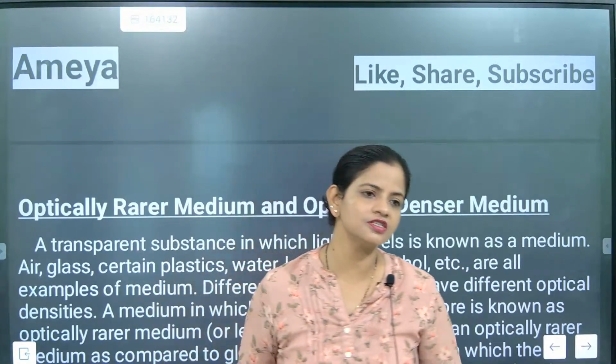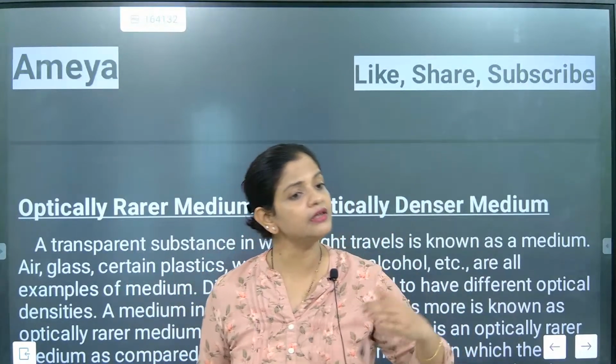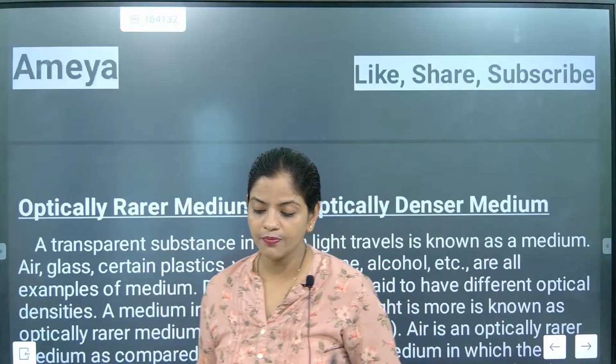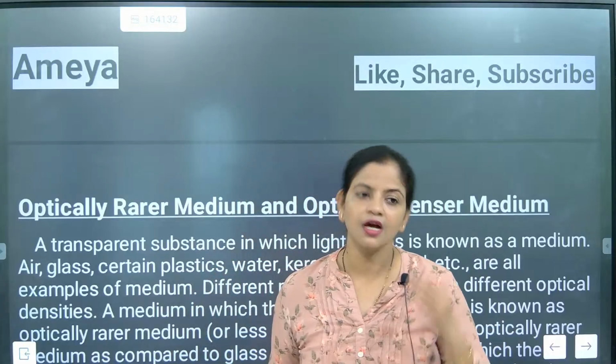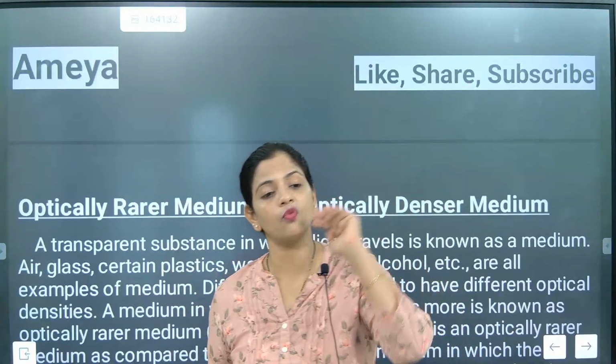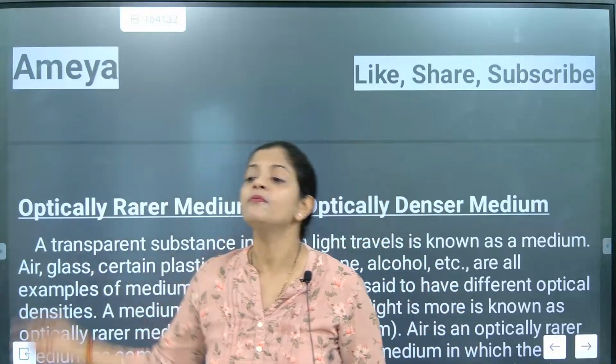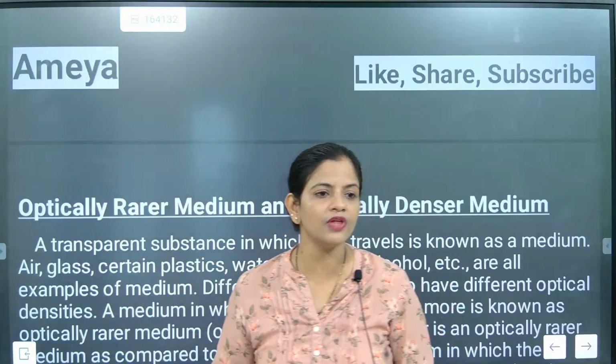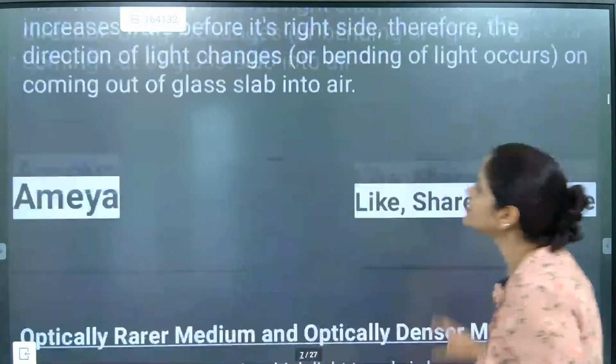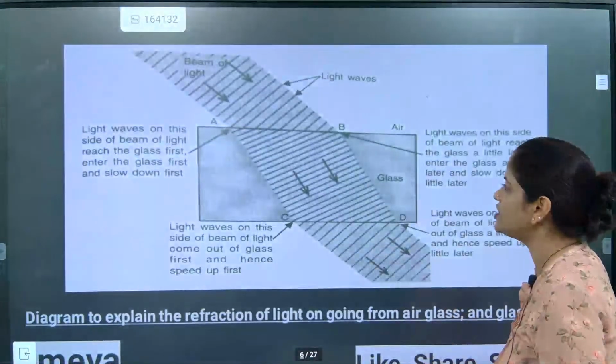We have already discussed the speed change. Enter and exit both are important, beta. Both are important, meaning going from one medium to another medium, and then coming out from the medium also, and all that is answered here, beta. Can you check?